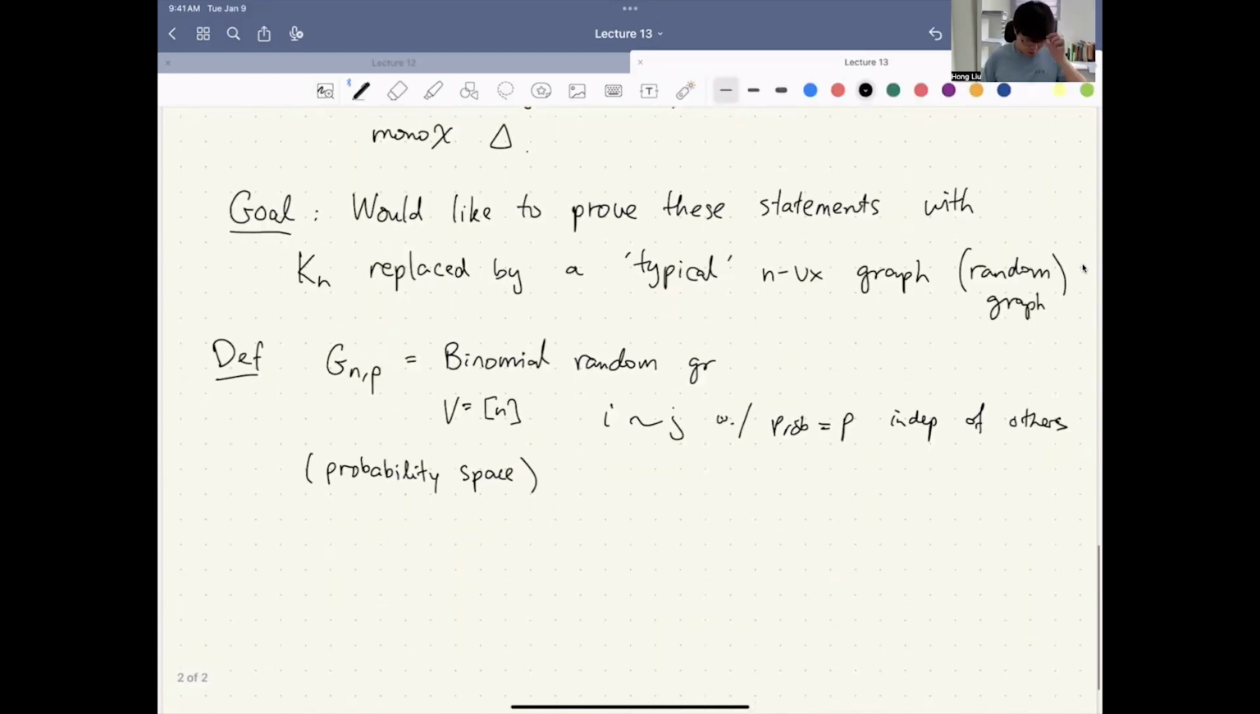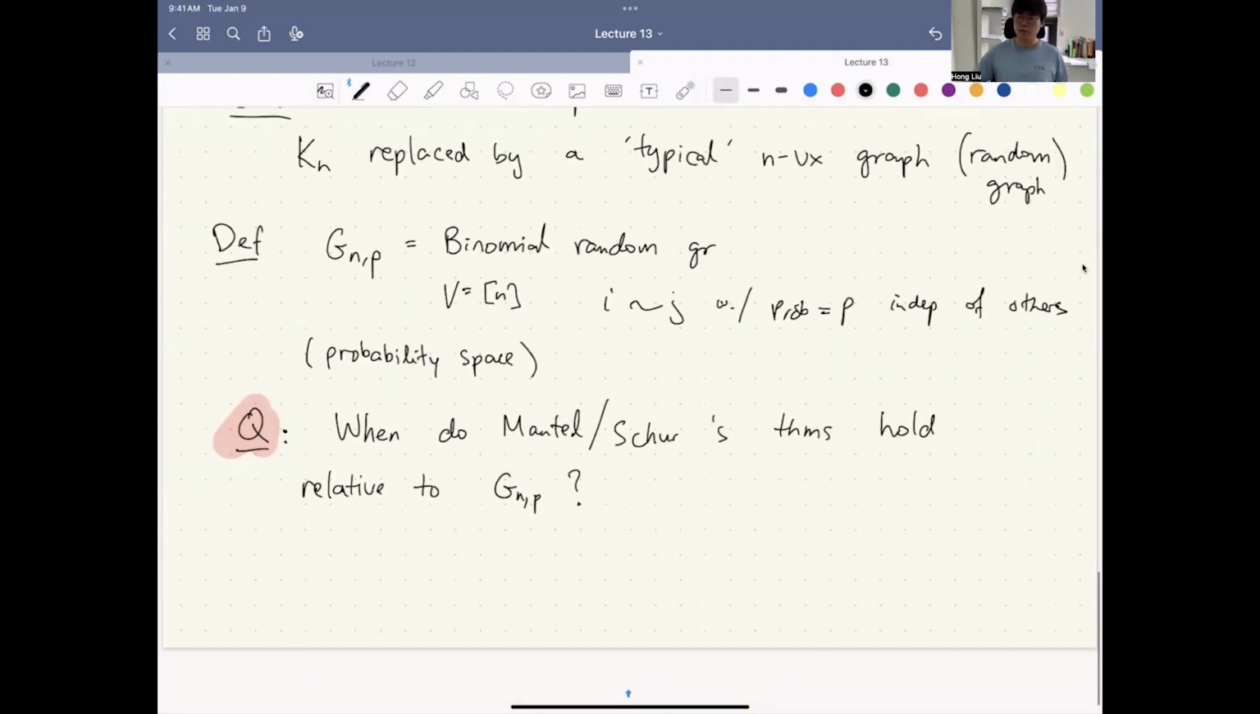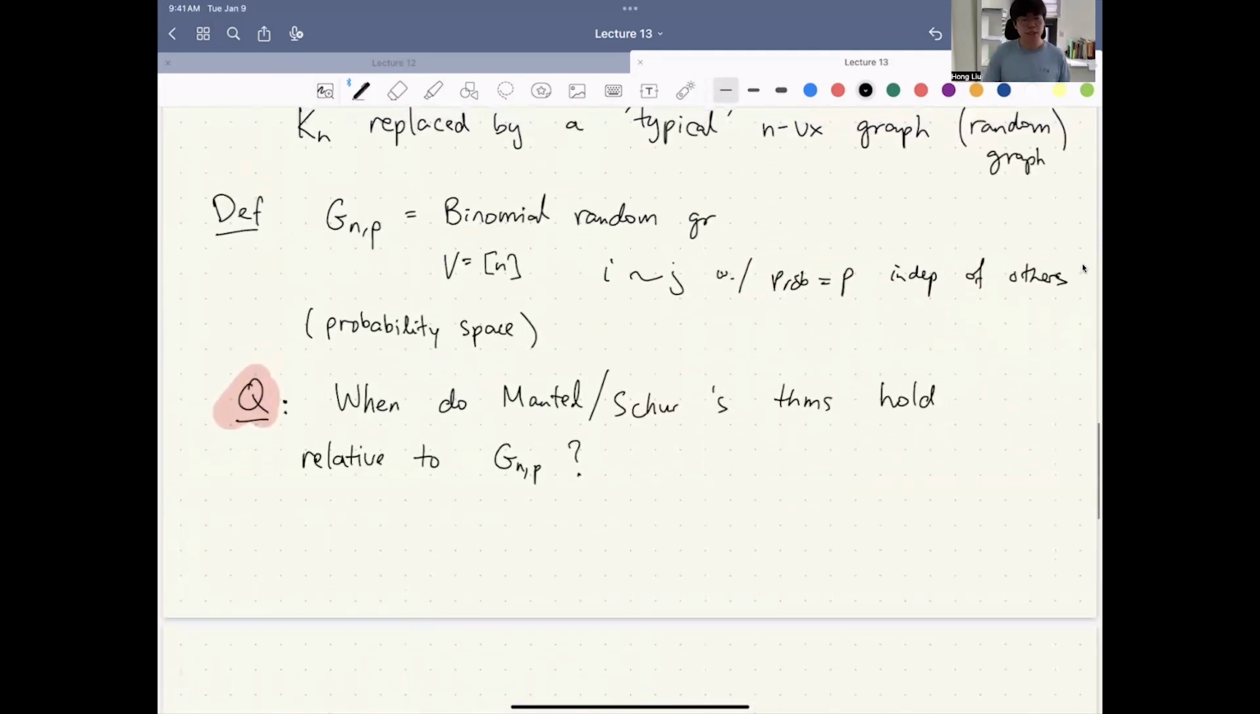So, the question: when do Mantel's and Schur's theorems hold relative to G(n,p)? So let's formulate this question rigorously.